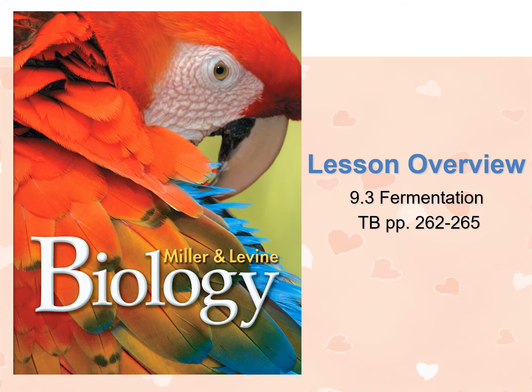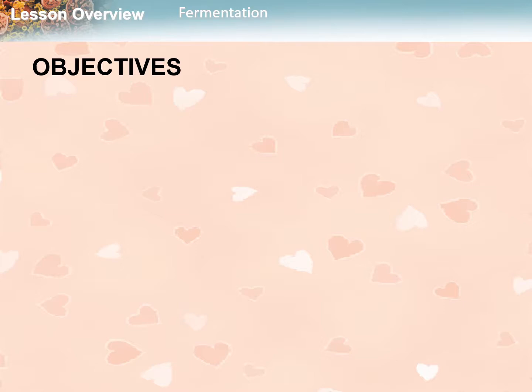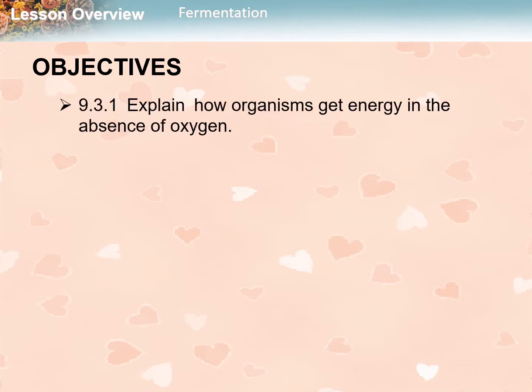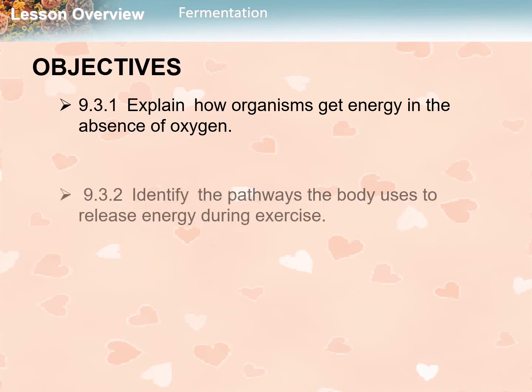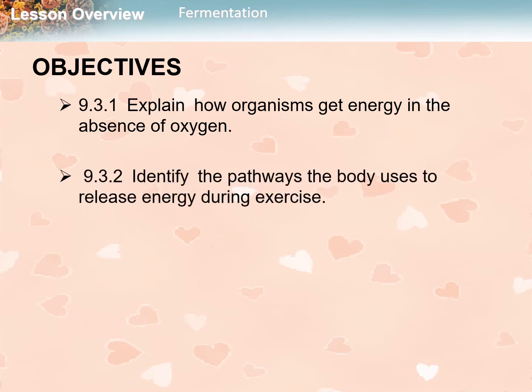Hello everyone, this video is about Chapter 9, Lesson 3, Fermentation, textbook pages 262 to 265. The objectives: we'll be able to explain how organisms get energy in the absence of oxygen and identify the pathways the body uses to release energy during exercise.